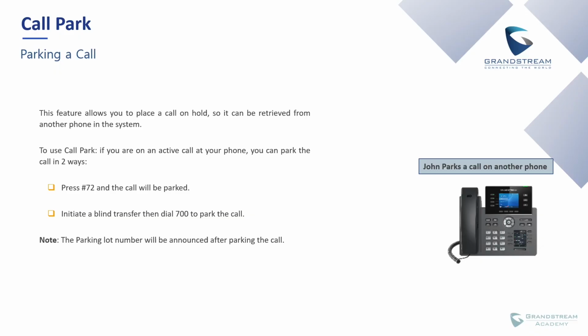In order to park a call, users can do this operation in 2 different ways, either using the feature code #72 during the call and it will be parked in the first available spot, or you can perform a blind transfer of that call to extension 700 to park the call. The number that will be used to retrieve the call, which we call the parking lot number, is actually announced right after parking the call.